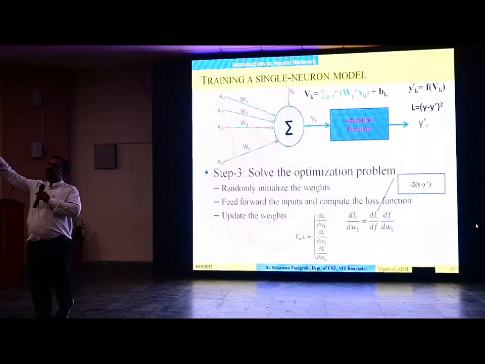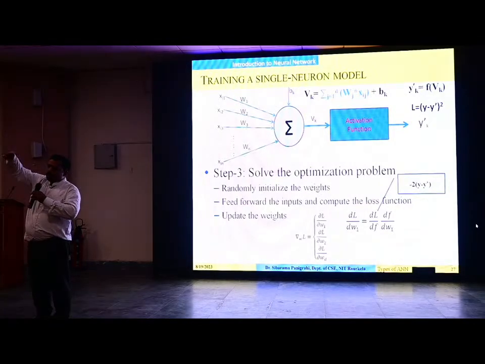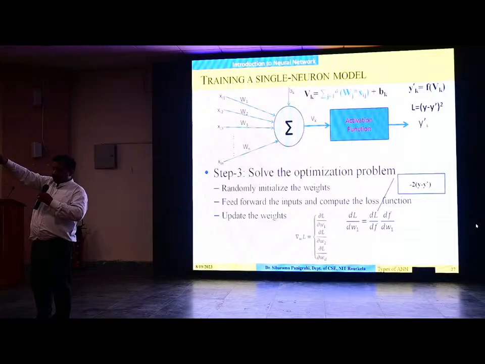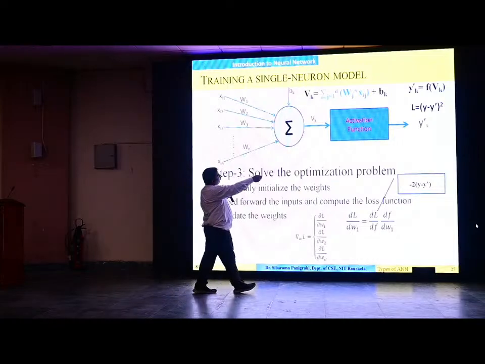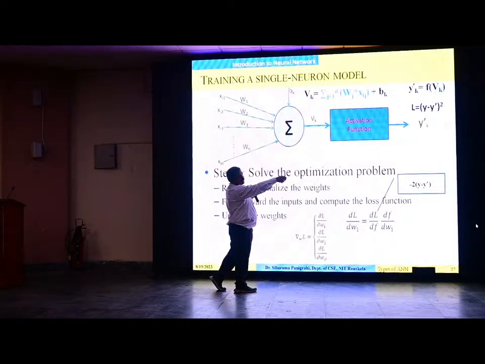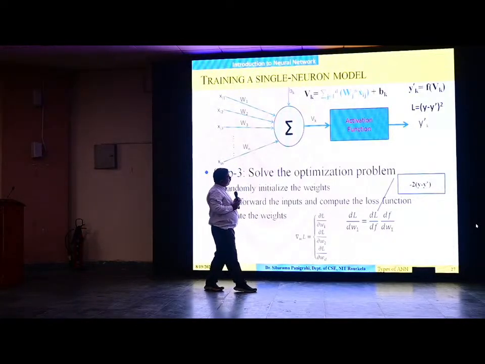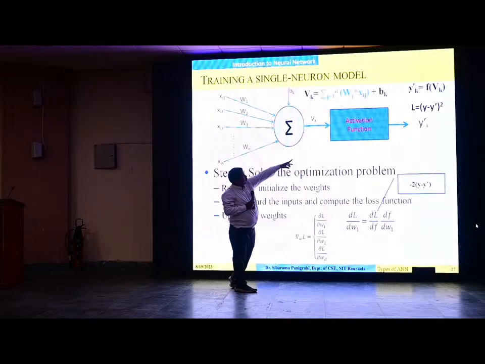L means what? The loss is y minus f of W transpose X plus B, whole square. So that is the loss. You see over here, L is y minus y dash whole square. Y dash is f of W transpose X plus b. So you see L is y minus y dash whole square.